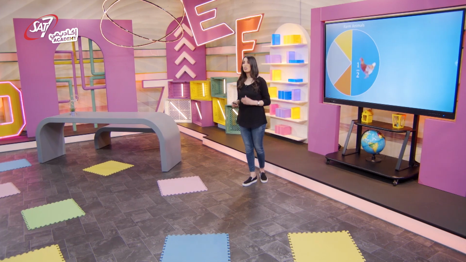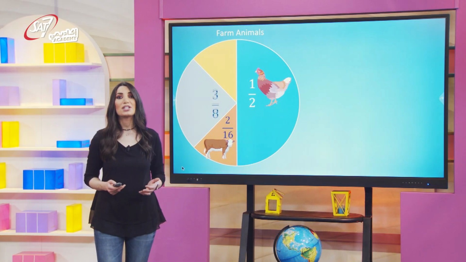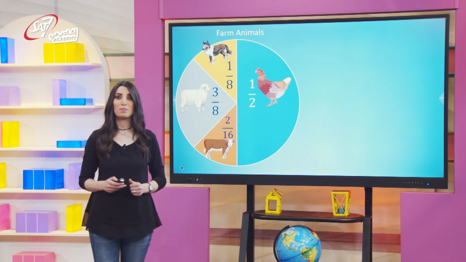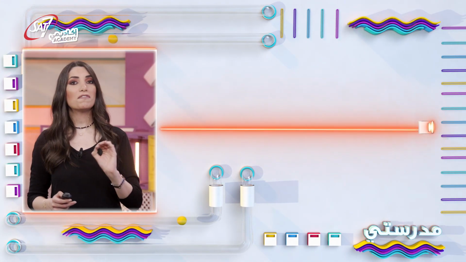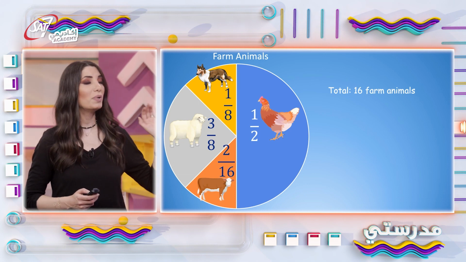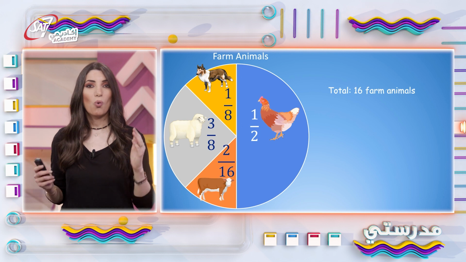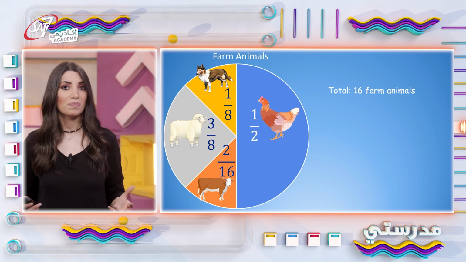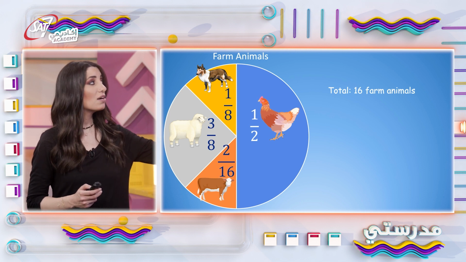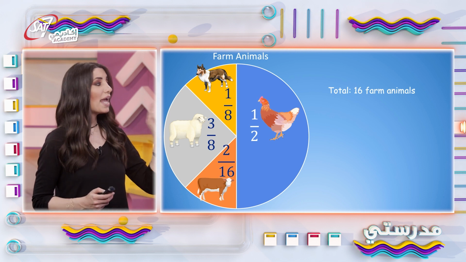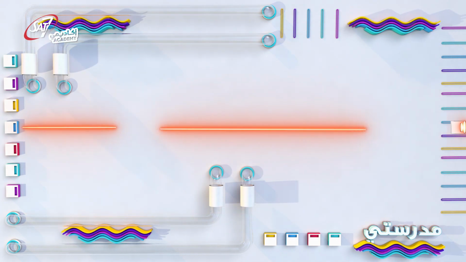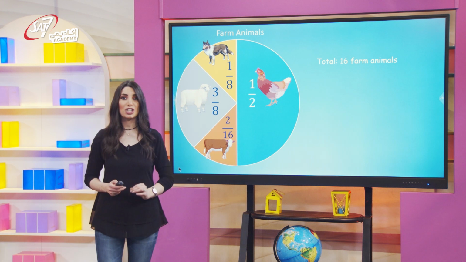This pie chart or circle graph gives information about the number of farm animals at a farm in the village. There are 16 farm animals in total, including dogs, sheep, cows, and chickens. What does this graph tell us? Out of the 16 farm animals, 1/8 are dogs, 3/8 are sheep, 2/16 are cows, and 1/2 are chickens.